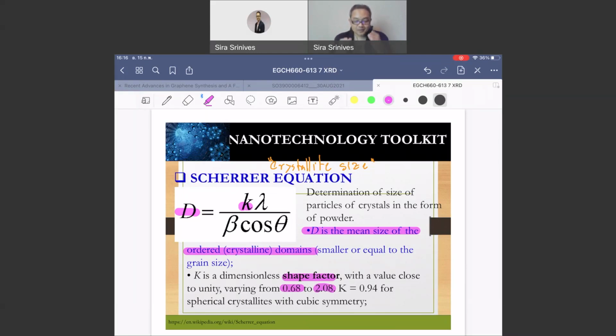All right. To be accurate, spherical has a shape factor of 0.94. Cubic has a shape factor of 2.08. And nanowire has a shape factor of 0.68. Choose it at your own risk and your own decision, right? Depending on the size of your sample or the shape of your sample or the shape of the crystalline size, take it as you may.